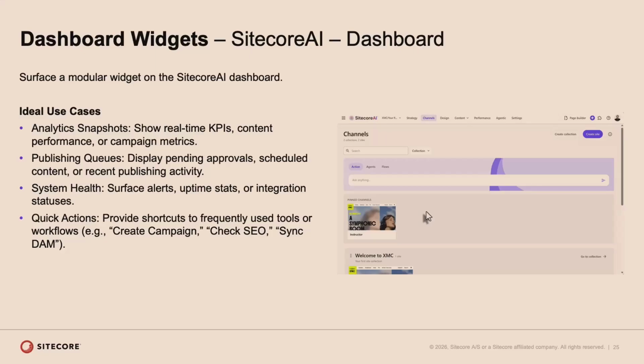Dashboard widgets as well, that's another interesting one. So things like analytics snapshots, like publishing queues, anything where you want to surface custom data to your marketers as soon as they access the platform, anything around like key KPI information they really need at their fingertips as soon as they start accessing it.